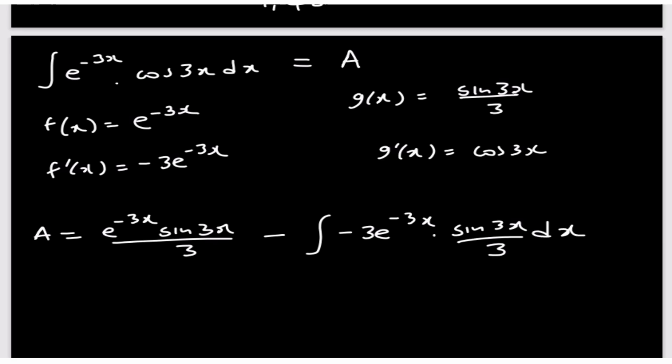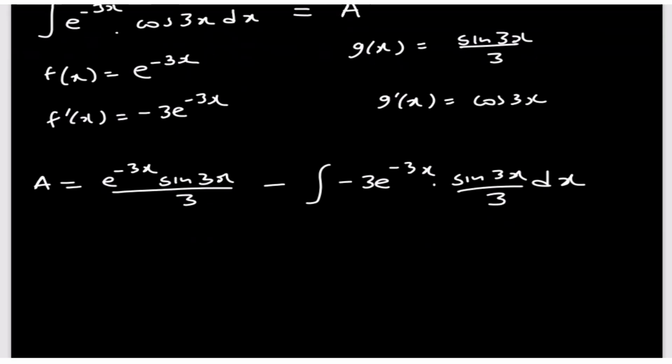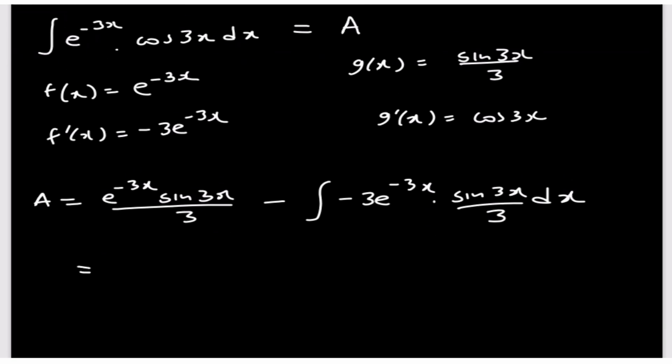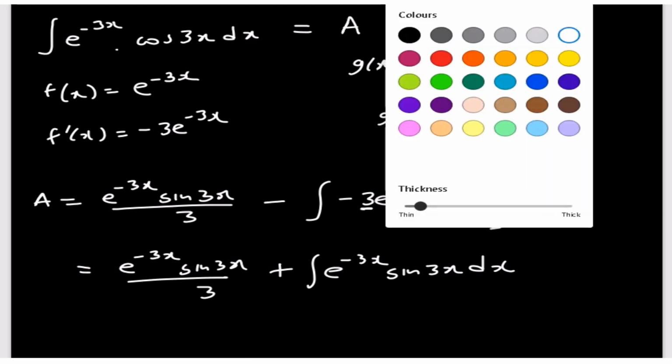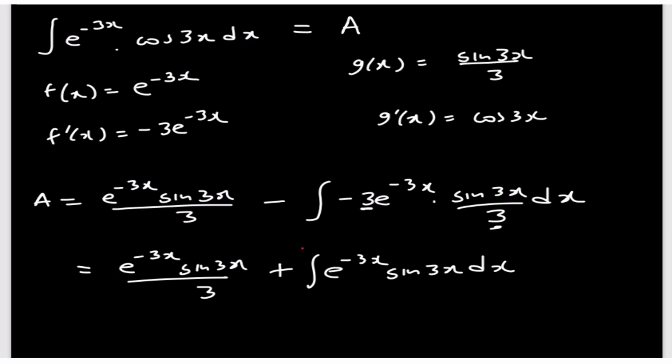So before we integrate again, let's simplify that integral. So I have e minus 3x sine 3x over 3. This minus and this minus will give me positive. This 3 and this 3 will cancel, so I'll be left with e minus 3x sine 3x dx. Now this is the one we must integrate again to take us back to cos and name it A.